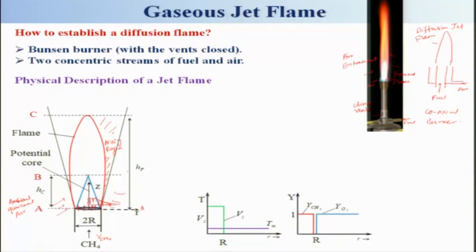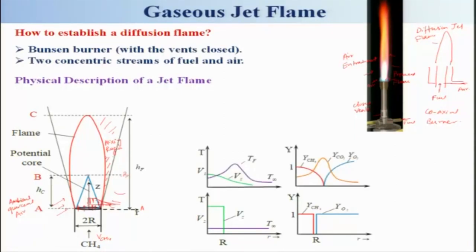And if I now look at the velocity profile, temperature profile, and mass fraction profile at BB, I will get it like this. This is the maximum velocity, and it will be decreasing. Temperature here is smaller, and then peaks at this point along R. Keep in mind that this is the R direction. Similarly, the mass fraction of methane will be 1 at the center line at R equal to 0, and it becomes 0 at the flame surface. And oxidizer will be 0 at the flame surface, and some finite value far away from it.